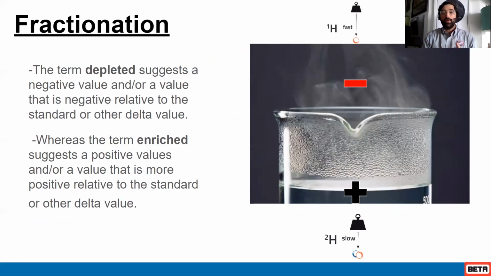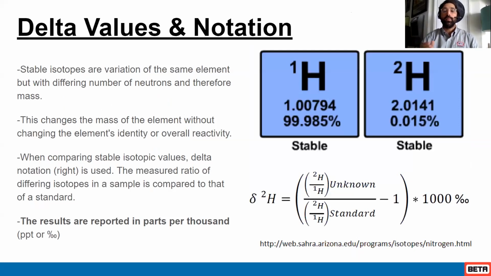Now, when we talk about heavy and light isotopes, we use the terms depleted and enriched. Depleted just suggests that it's less than the standard or another value, and enriched refers to it being greater than the standard or relative to another value. So here's the image that I was describing before. I think it's really clear here. What we would expect is the liquid phase to have more of the deuterium, the 2H, because it's reacting less to this phase change, and then we would expect our vapor to be much more depleted, or have many more 1H's, or protiums, present. Now, when we are describing these change values, we use what's called a delta notation.